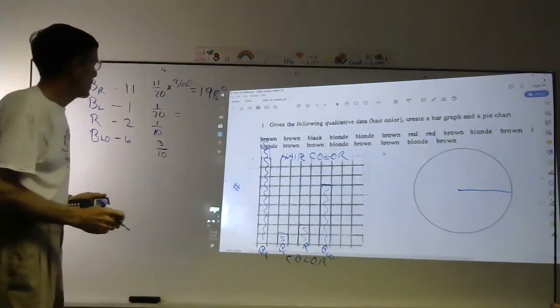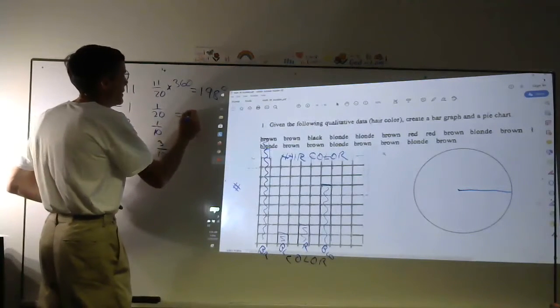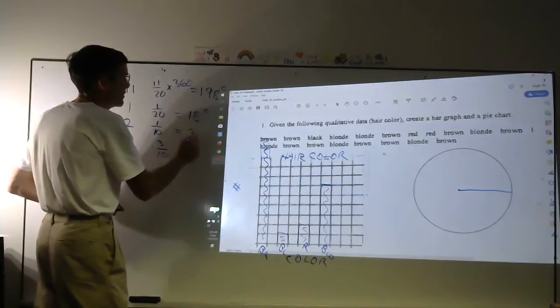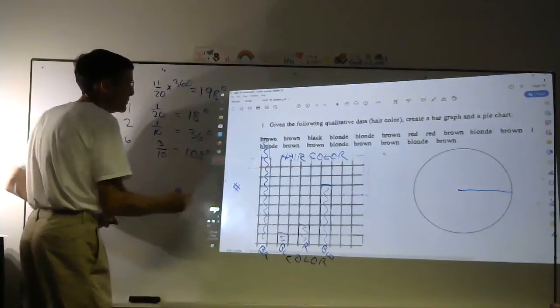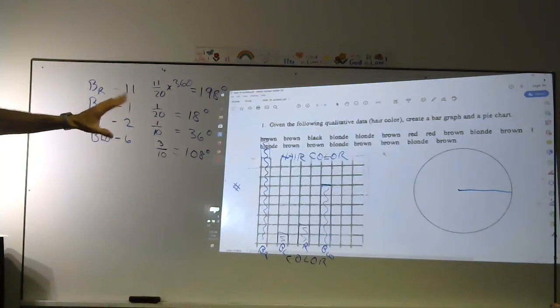1/20th. I think that's 18 if my brain is working. That's 18 degrees. 1/10 is 36 degrees. 3/10 is 108 degrees. Okay? Now, you need a protractor to be able to do this. I want to show you how it's done on the screen here. I made a bigger one that I can show you how it's done.